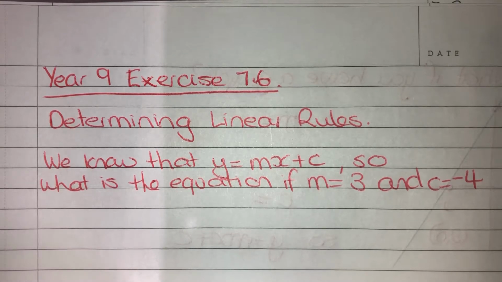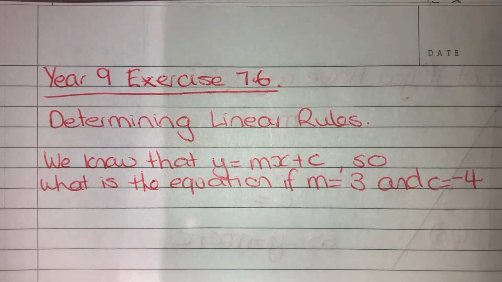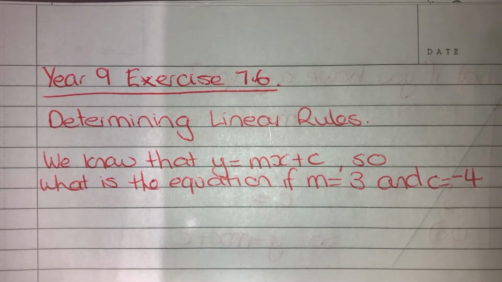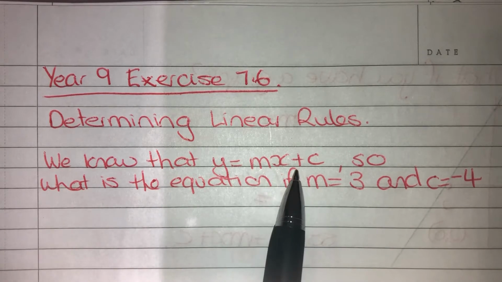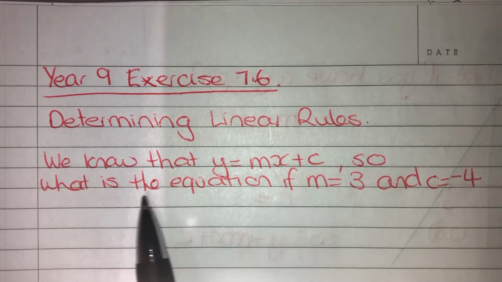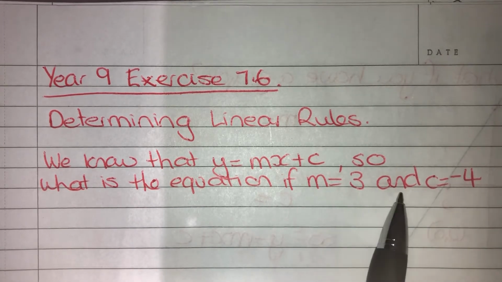All right, year 9, we're up to 7.6, which is determining linear rules. All right, so the first part's pretty straightforward. We already know that y equals mx plus c. So what is the equation if m equals 3 and c equals -4?